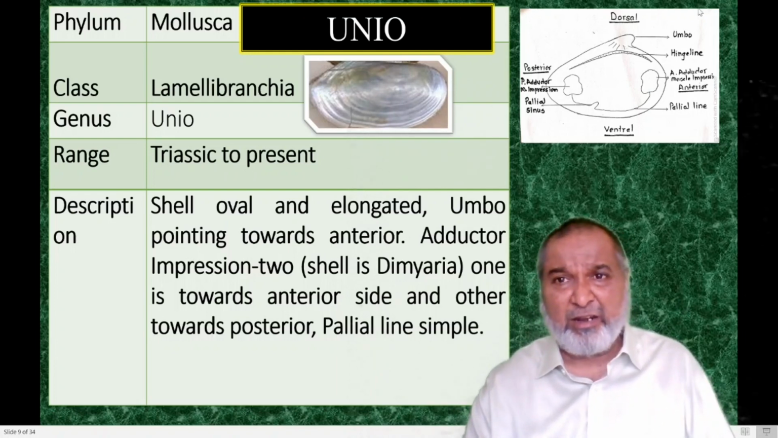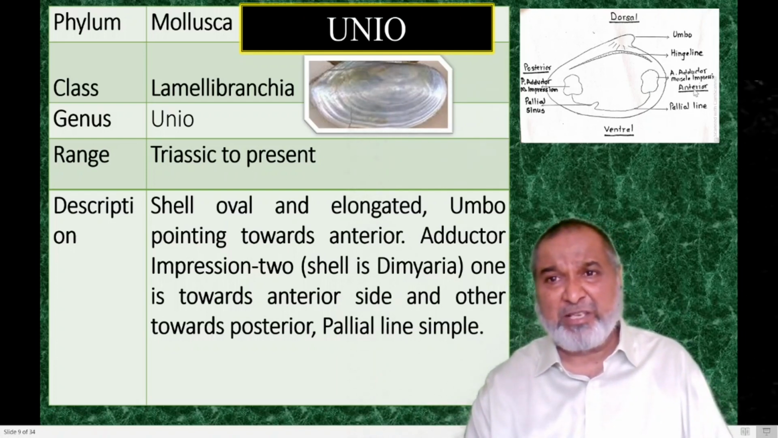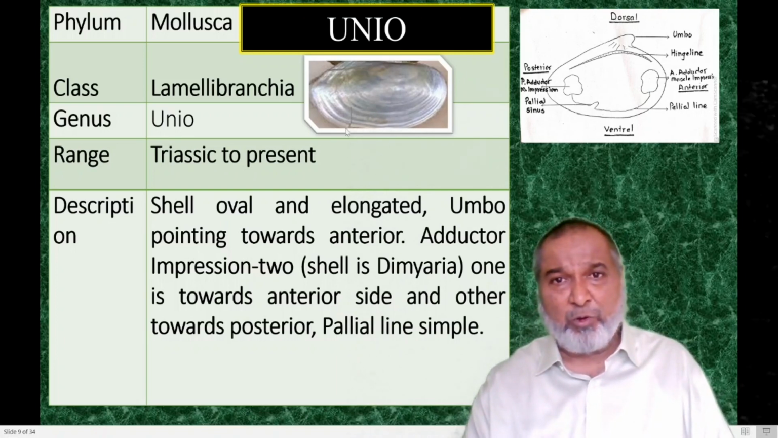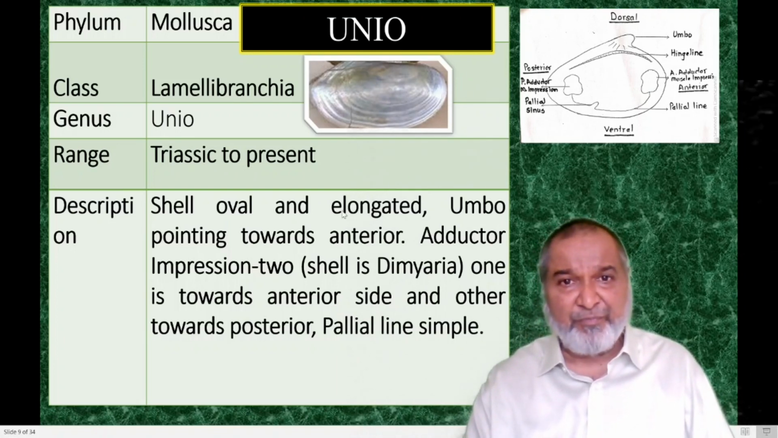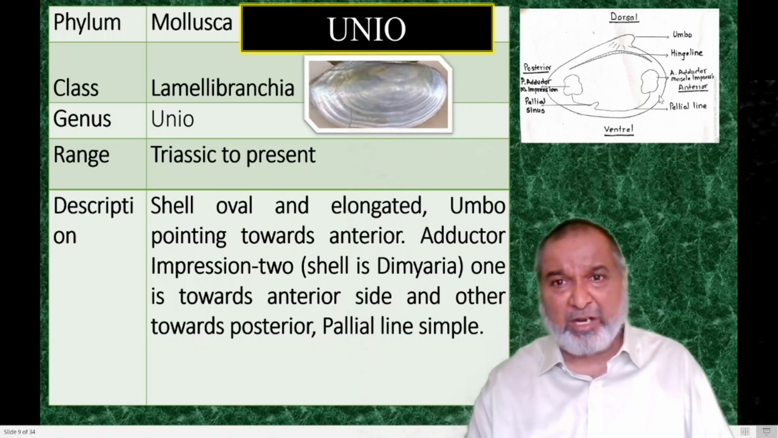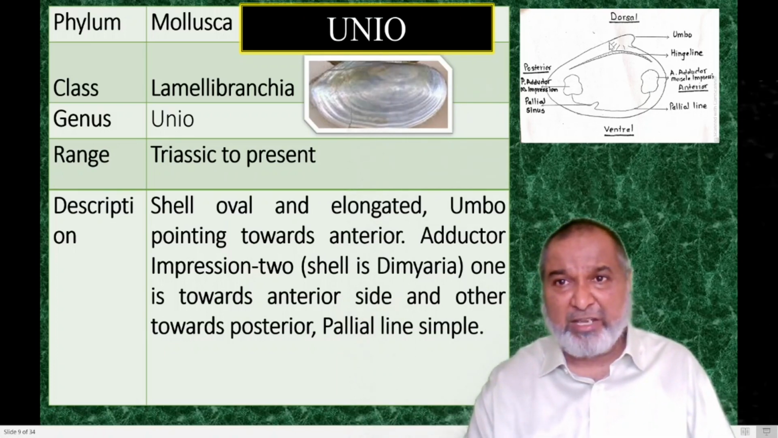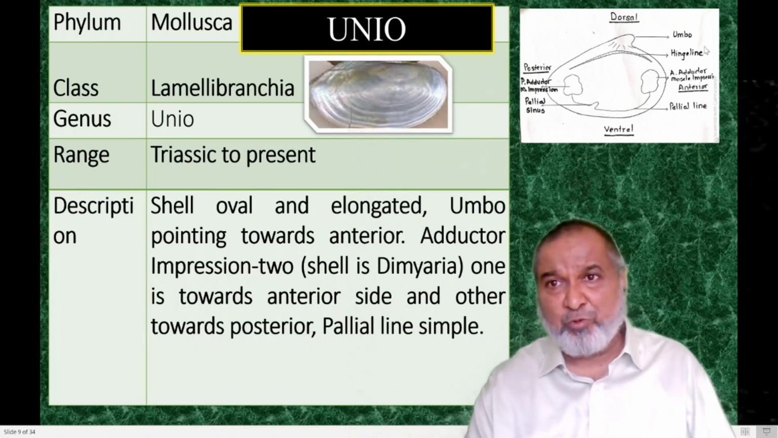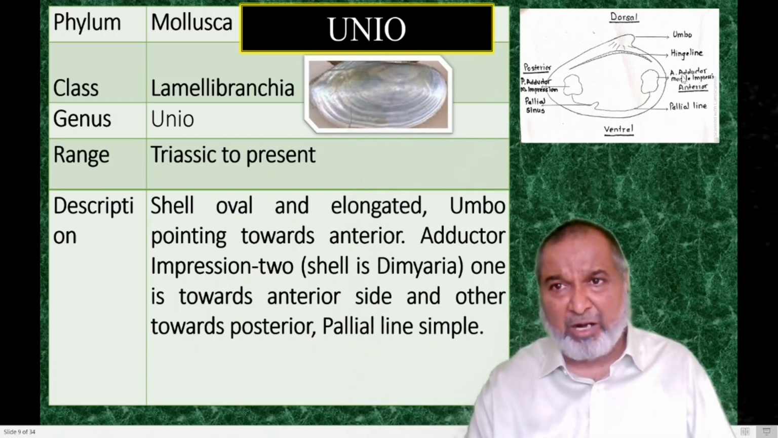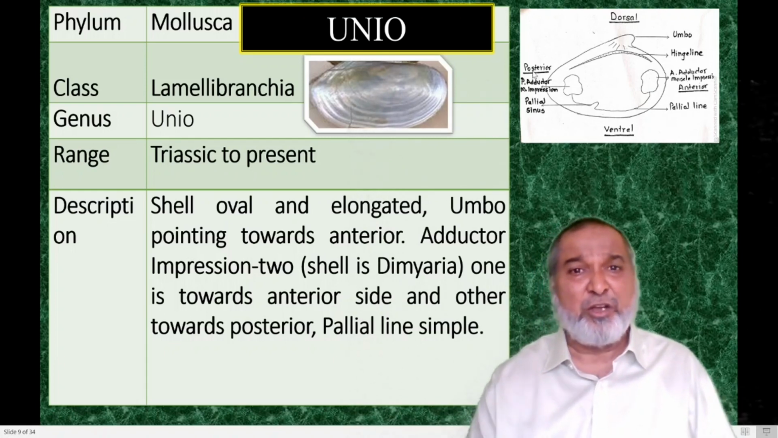Now what is happening here? The first thing you see is that the shape is oval, elongated. The umbo is pointing towards the anterior side. So this is the anterior side, this is the dorsal side, opposite is ventral, and opposite to the anterior, this side is the posterior.